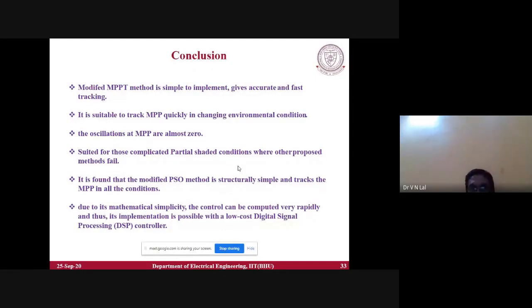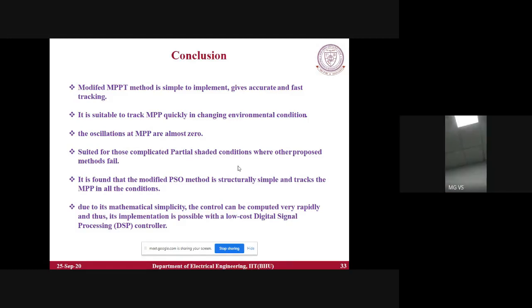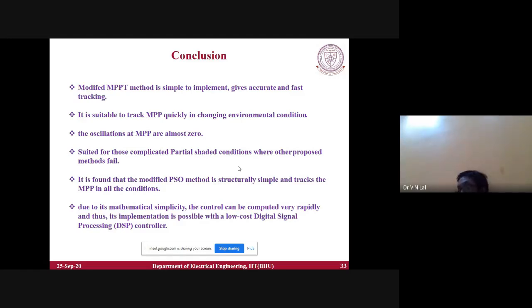conditions. Oscillation is almost zero. We have already checked it for different types of complicated partial shade conditions. So it is suited for all cases where other methods fail. And structure wise, it is very simple, so it can be used with a low cost digital signal processor controller. So it provides a cheap, reliable, fast, cost effective, economic MPPT solution for any type of PV array, PV system, whether it is two-stage or single-stage, standalone or grid-connected mode.